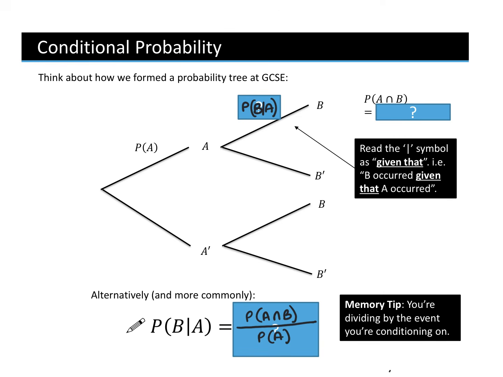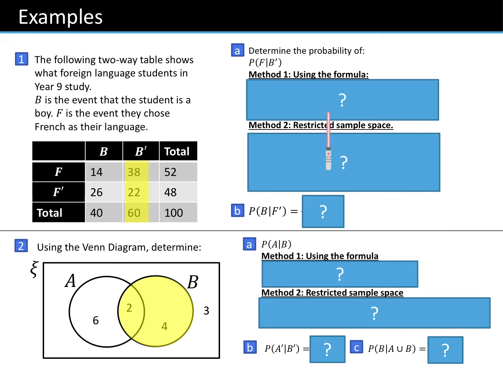Now, we know the probability of A intersection B, we can get by doing the probability of A multiplied by the probability of B given A. And this is where this formula comes from. Okay? This is the formula you need to know. So, here are some examples.